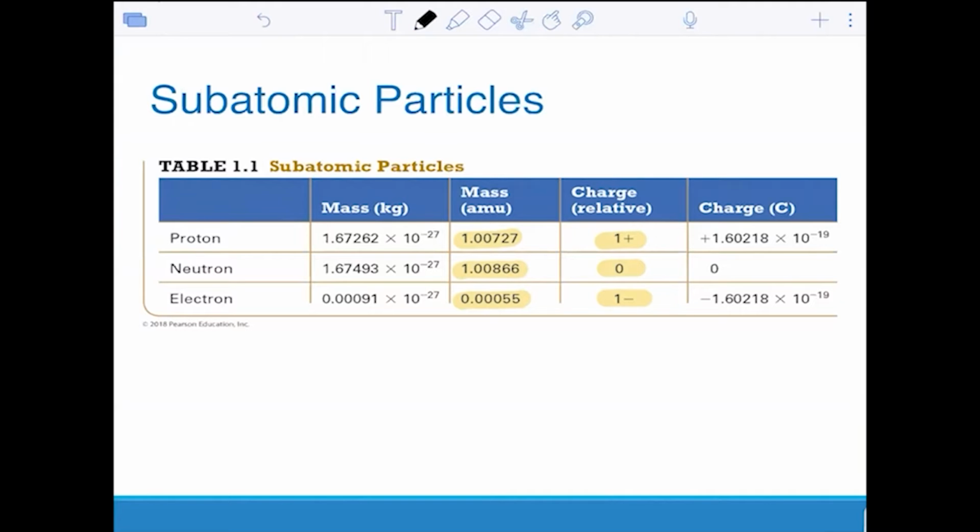Now with our atomic mass unit, or AMU, it's important to be able to say why we use it. What's the purpose? The purpose is, one, to show the actual drastic difference between the proton, neutron, and electron mass, and it also helps simplify our calculations. Sometimes it's abbreviated AMU or just simply U.